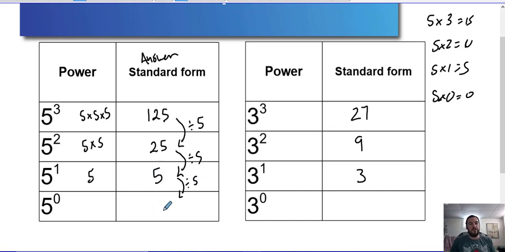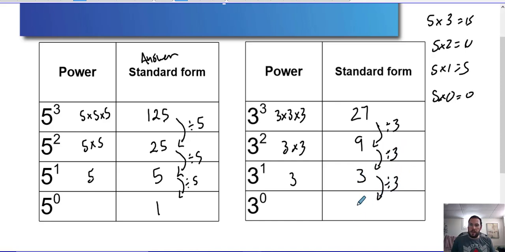And what is 5 divided by 5? Well, it's 1. And if we look at the same thing over here, there's a similar pattern happening. 3 to the power 3 is 3 times 3 times 3. And 3 to the power 2 is 3 times 3. And 3 to the power 1 is simply just 3. So again, what's happening is we're losing a 3 because it's being divided. So 27 divided by 3 is 9. And 9 divided by 3 is 3. So then 3 divided by 3 is, again, 1.